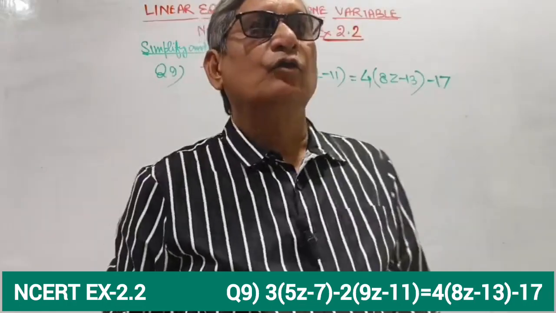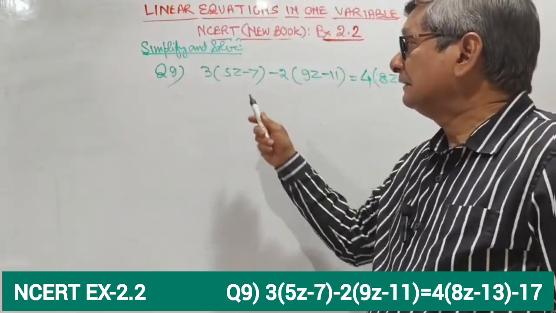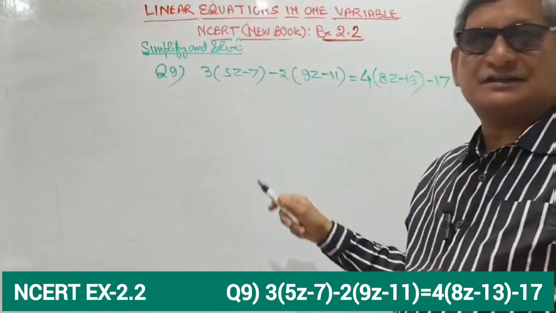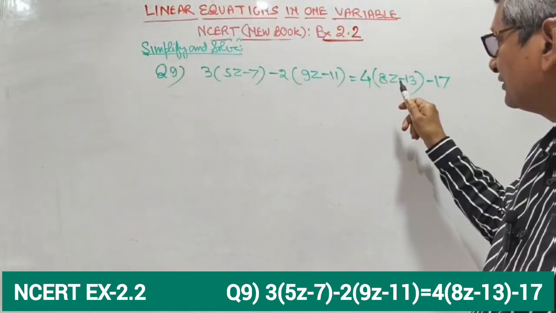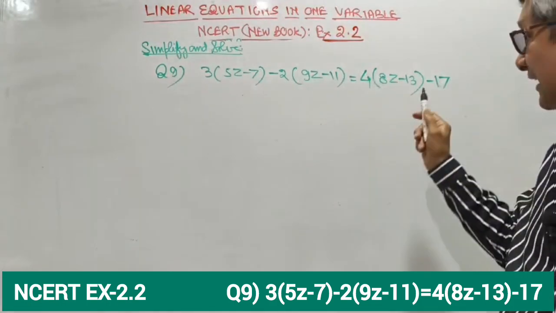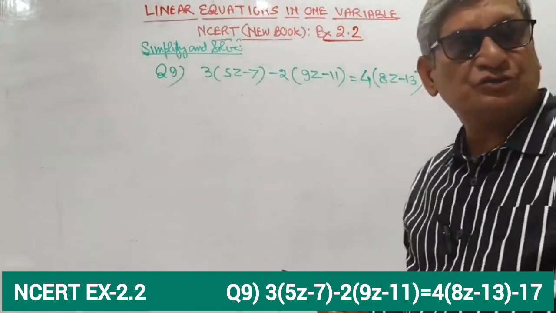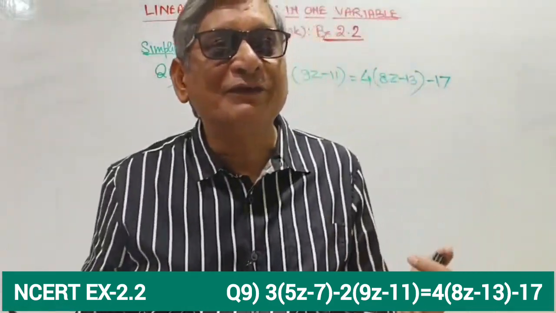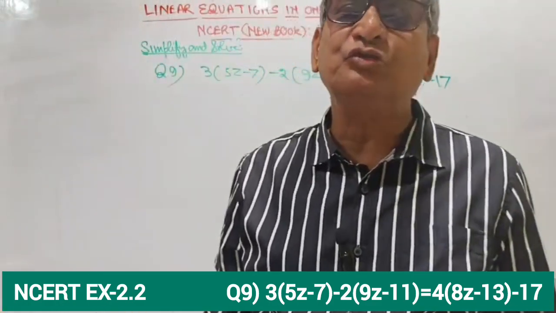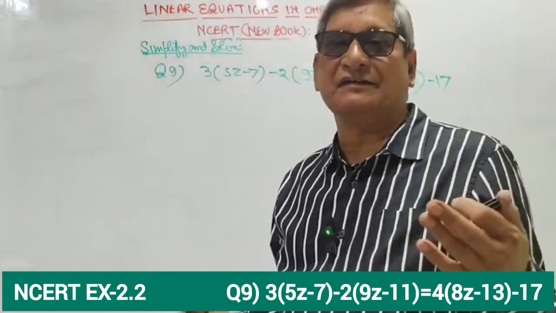We have an equation 3 times 5z minus 7 minus 2 times 9z minus 11 is equal to 4 times 8z minus 13 is equal to minus 17. You have to solve this equation. Solve this equation means here at first you should know that what is the variable. Variable is z. So you have to find the value of z.